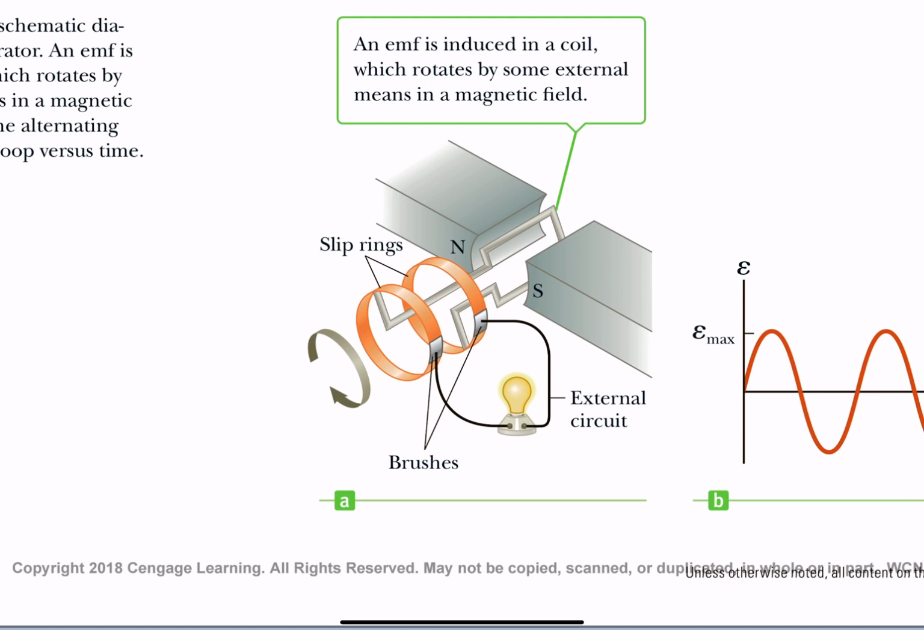Meanwhile, the other side of that loop, which right now looks like it's at the very bottom of the South Pole part of the magnet, is going to curve around and begin to go over towards the North Pole and spin up through the flux lines next to the North Pole. And so you have both sides of your loop spinning through the magnetic field, reinforcing each other.